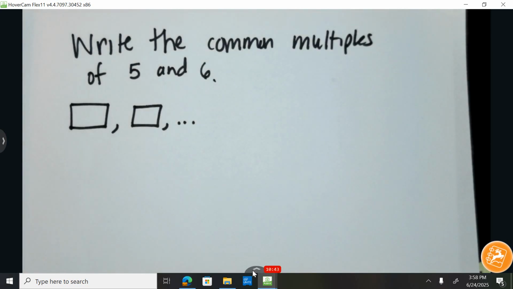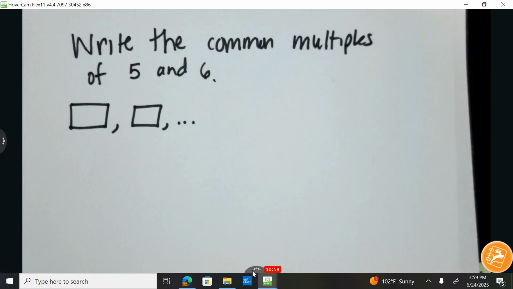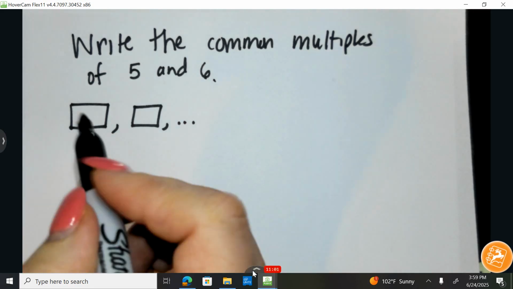If you understood the last example, I'd like you to press pause and write down the first two common multiples of 5 and 6. Again, we don't see the word least. That's going to come up in the next example. When you've completed identifying the first two common multiples, then come back and press play in this video.